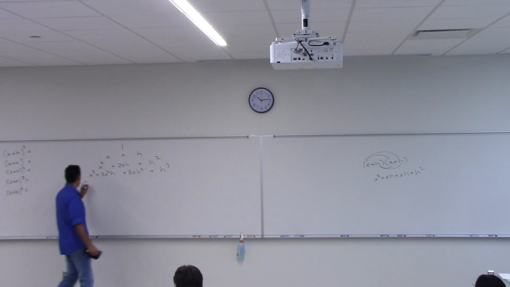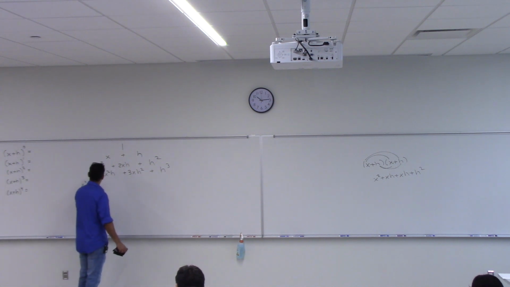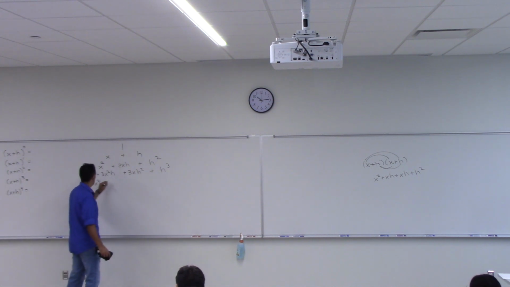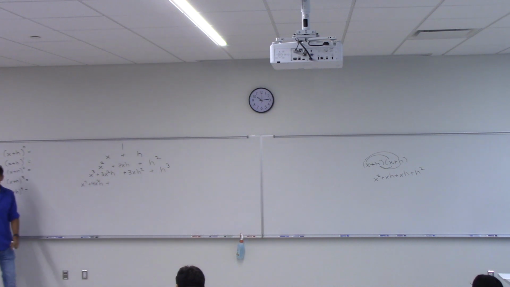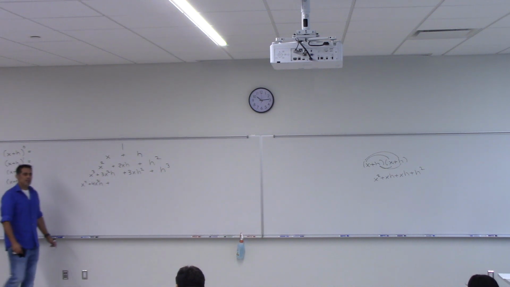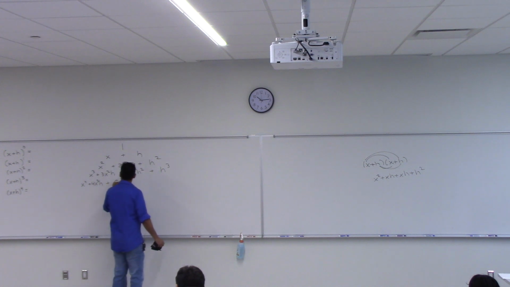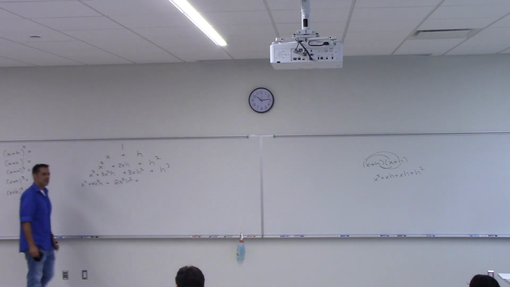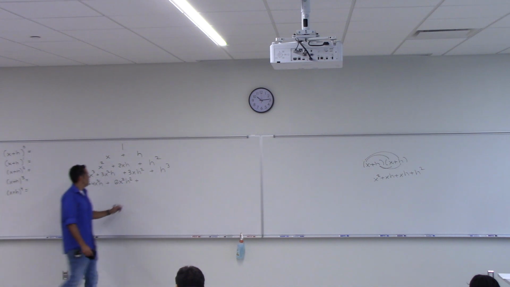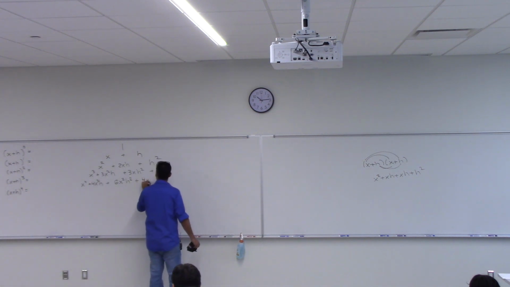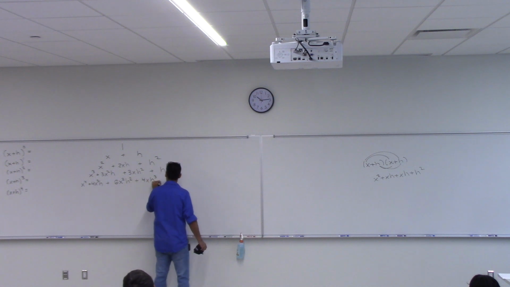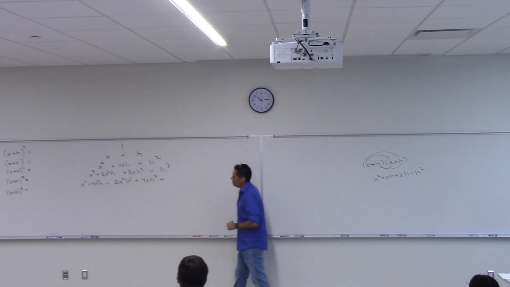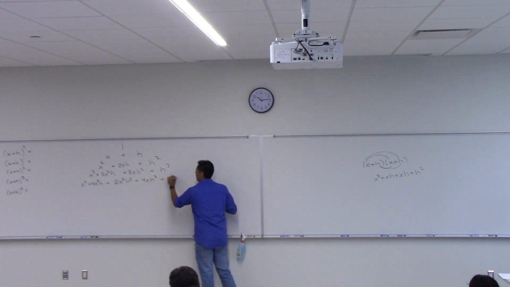Plus 4x cubed h, good, plus, anyone know the next term? 6x squared h squared, good, plus, you know the next one? 4x h to the 3rd plus, there's one more, h to the 4th.